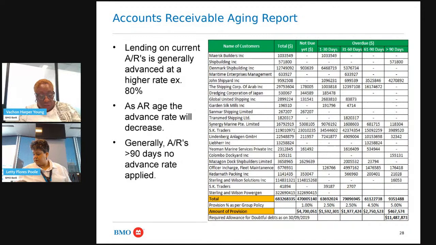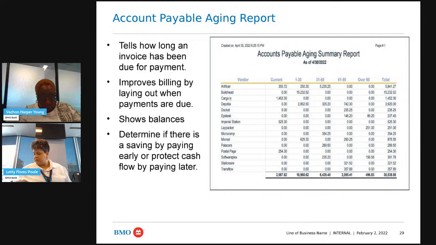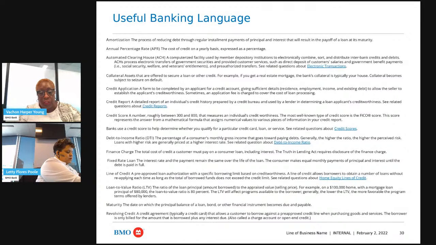The next slide is accounts payable aging report. Again, another report that you should be able to develop out of your QuickBooks application, something you want to take a look at often. You may be asked to provide both of these reports when you're seeking financing. And the last page is other useful banking language that you could take a look at your leisure.